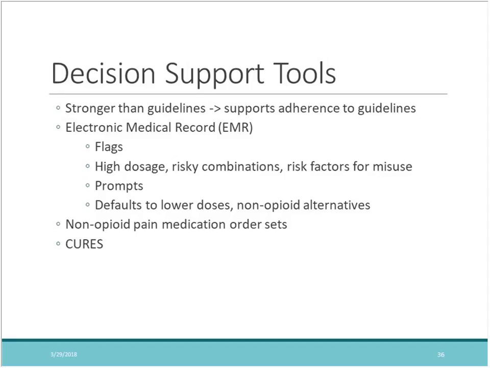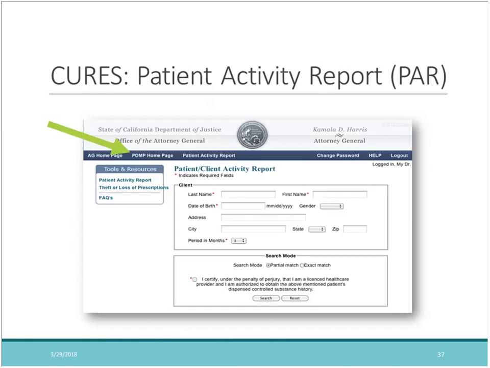The other important decision support tool is CURES. One of the main strategies that many of the coalitions have adopted is trying to promote CURES use among their physicians. CURES, as most know, is our physician drug monitoring program for the state of California. It allows any clinician to see the opioid and other controlled substance prescribing history for any patient they may be considering prescribing to. This is what the patient activity report looks like.